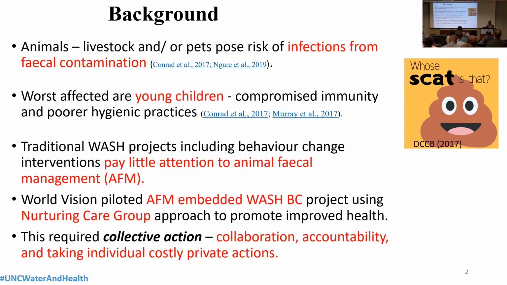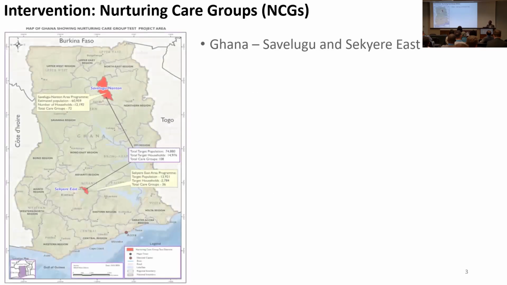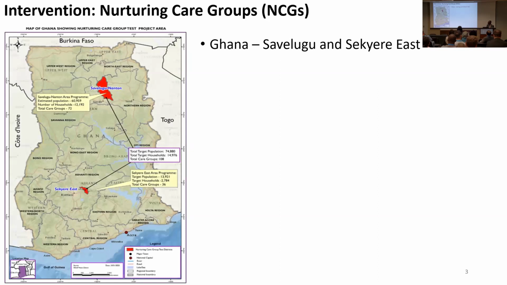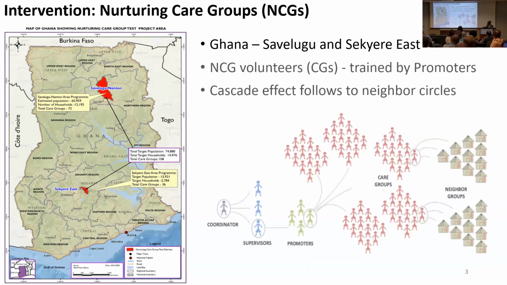So World Vision decided to use a natural care group approach to improve the health of rural communities in Ghana. The strategy is to use collective action, where there should be collaboration and accountability, and individuals should also take actions, which could even be expensive, by investing in basic infrastructure. This is a map of Ghana, and we have Sablugu, I think it used to be Sablugu Nampo, now Sablugu Municipal, and then Setra East, which were the study areas.